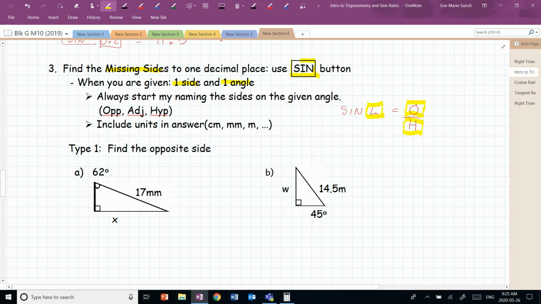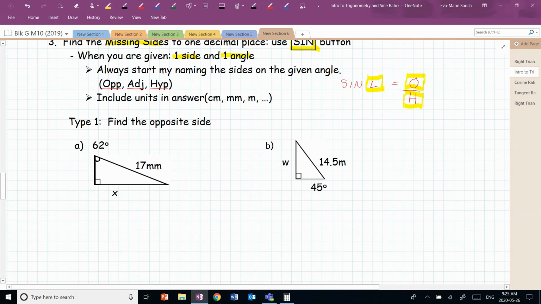So in this first set of examples, we're going to find a missing side, okay? And what we need then, if we're finding the opposite, we need to have the angle and the hypotenuse to find the opposite. Or if we want to find the hypotenuse, we need the opposite and the angle. So let's think about this.